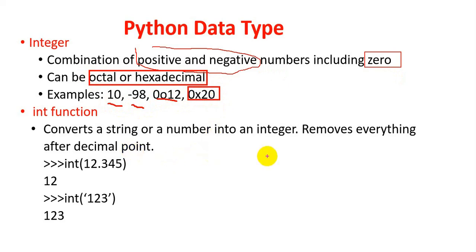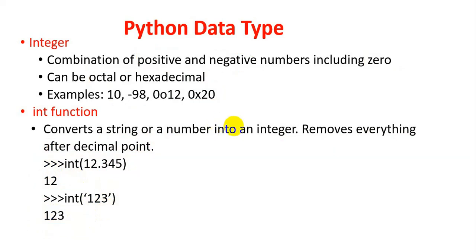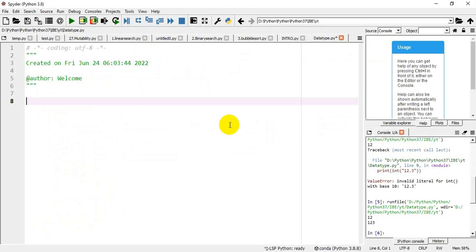We have an int function which converts a string or a number, that means a float, into an integer. It removes everything after the decimal point. So I am passing 12.345 inside the int function. My value is 12. I am passing a string, a string in single quotation, '123'. My output is 123. So this is an integer data type, and we will see a demo of the int function.